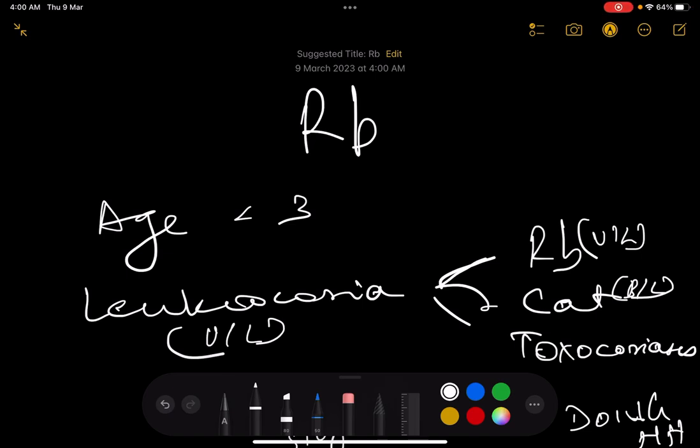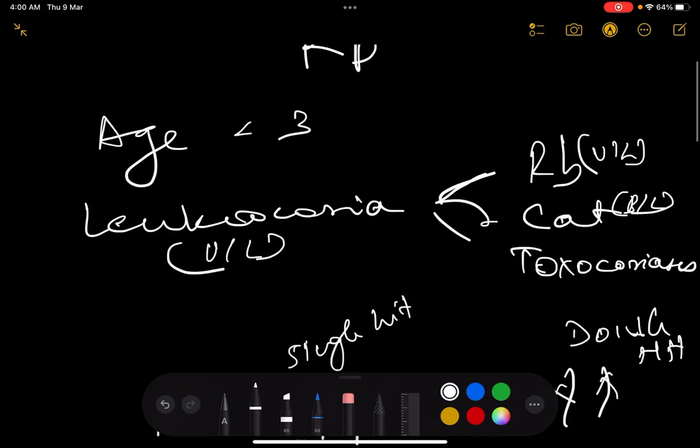Hi, so today's lecture is about RB, nothing but retinoblastoma. Very easy, very simple, basic stuff. Well, let's just directly jump into it.